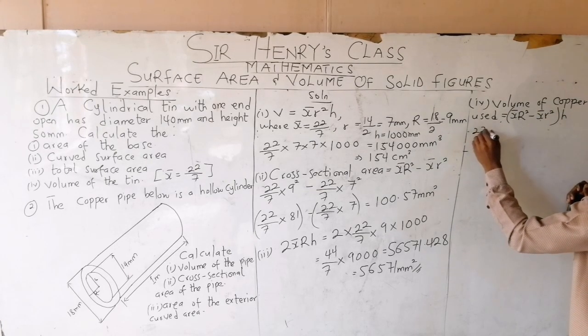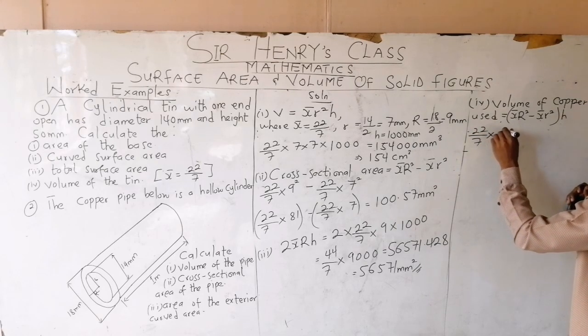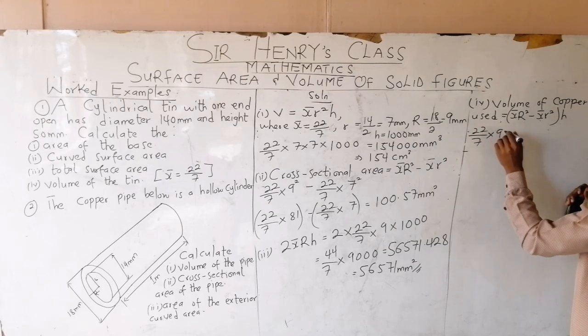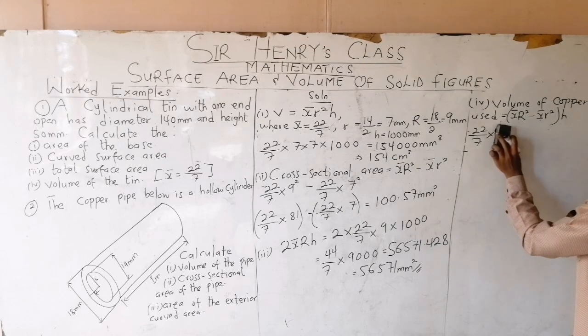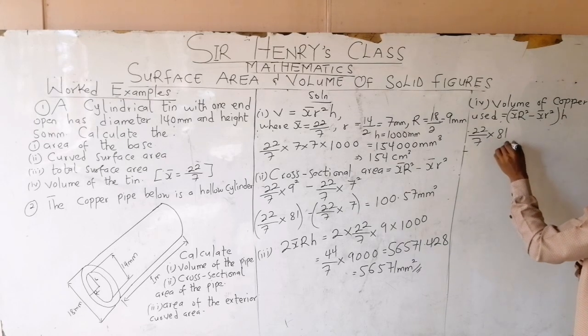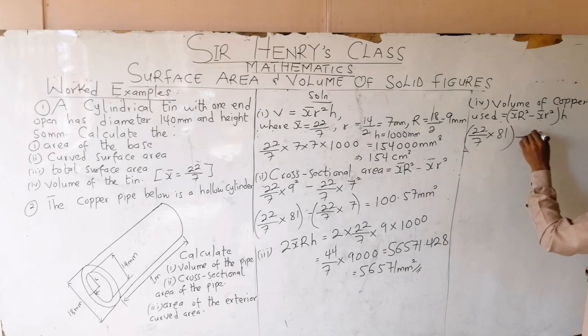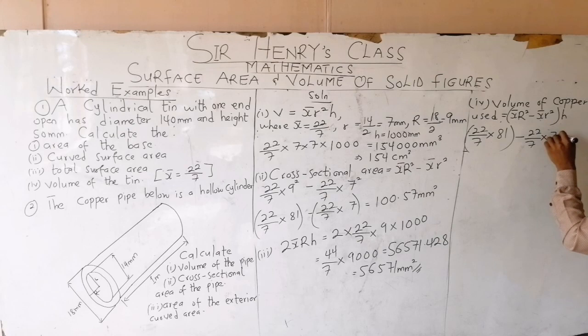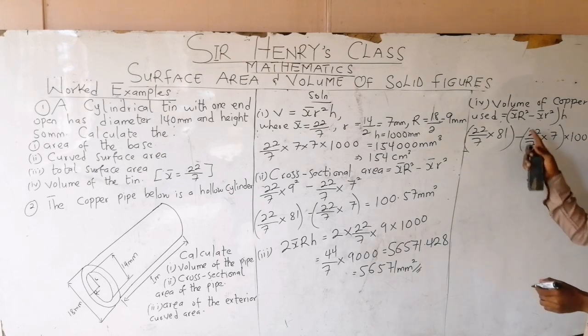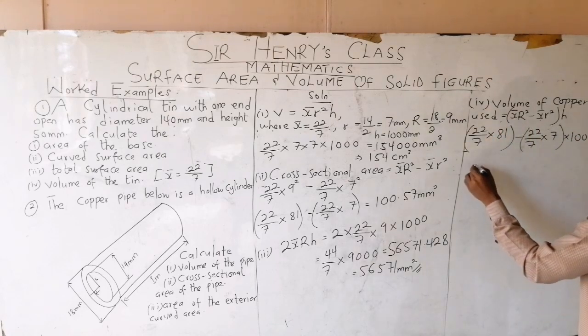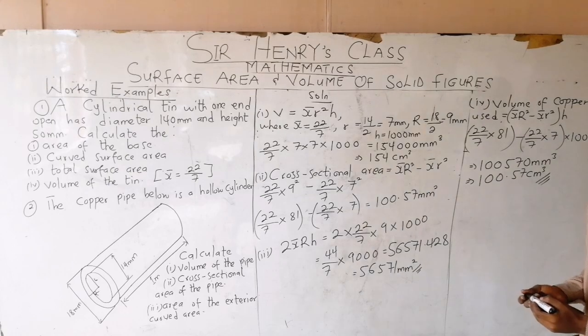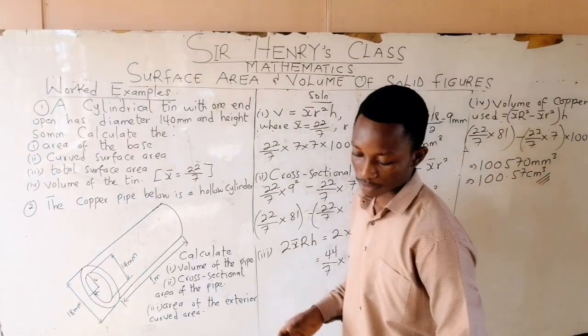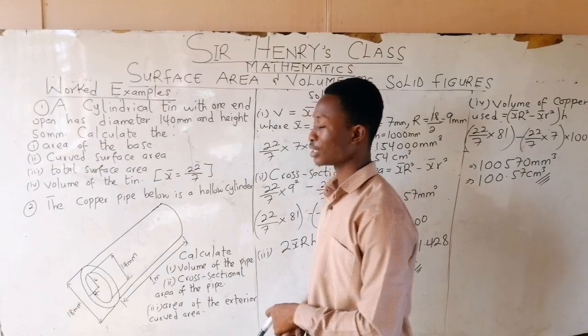So 22 over 7 times 9 squared. That is 81, right? Yes, 81. I think we have that there. Minus 22 over 7 times 49, which is 7 squared, multiplying by our 1,000. Good. So solving everything, this is what we have. We are done with examples 1 and 2.